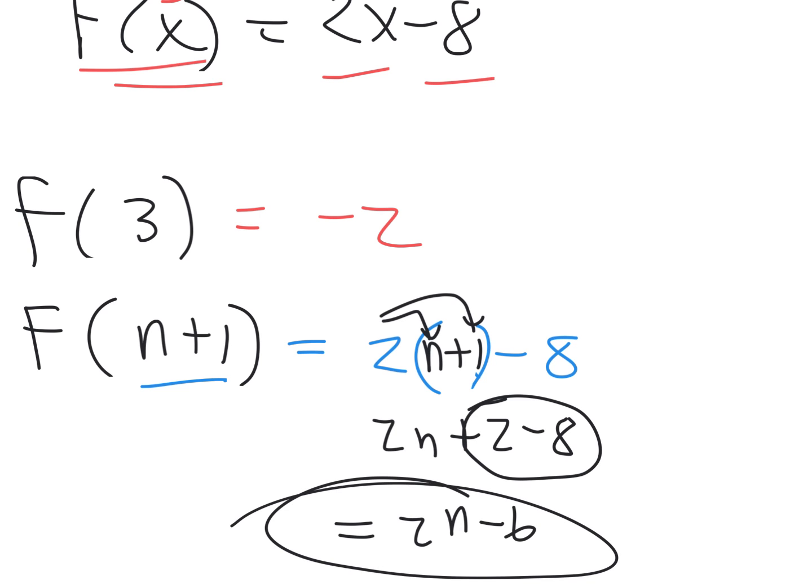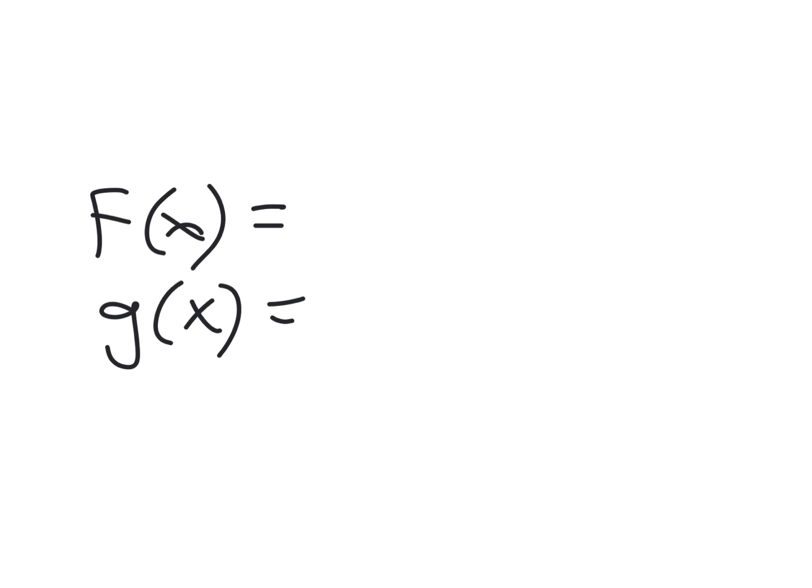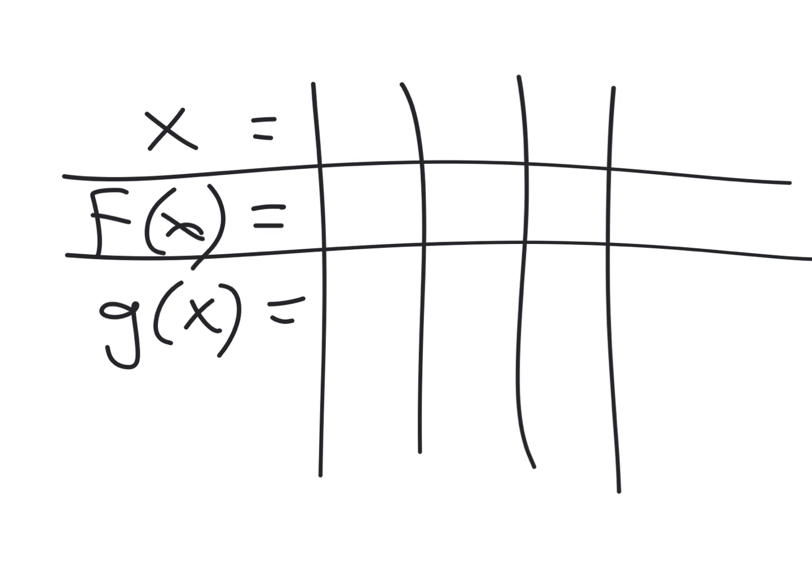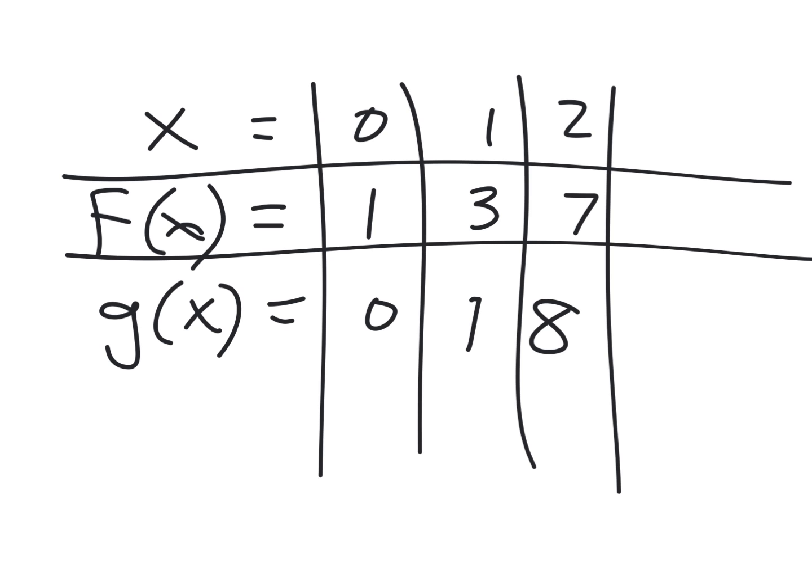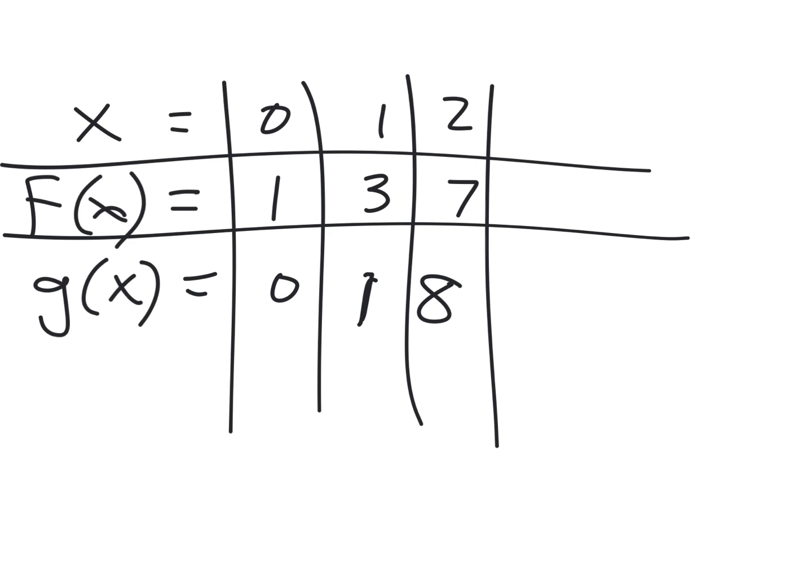Okay, good. Now, what if the chart looks like this? f of x is, and g of x is, and, oh yeah, x is. Don't have to copy this chart. Please don't copy the chart. It'll just waste too much time. But if x is 0, 1, and 2, and f of x is 1, 3, and 7, and g of x is 0, 1, and 8, don't copy this chart down. But please do figure out what's f of 1.